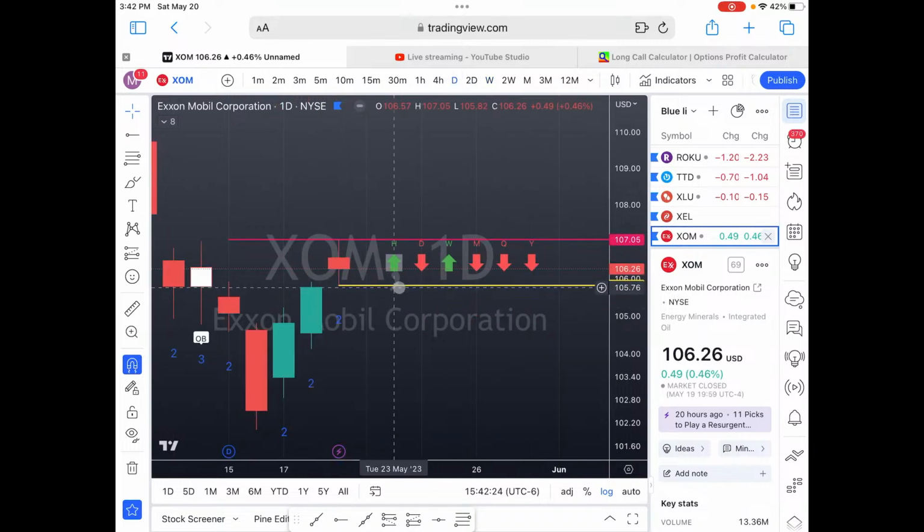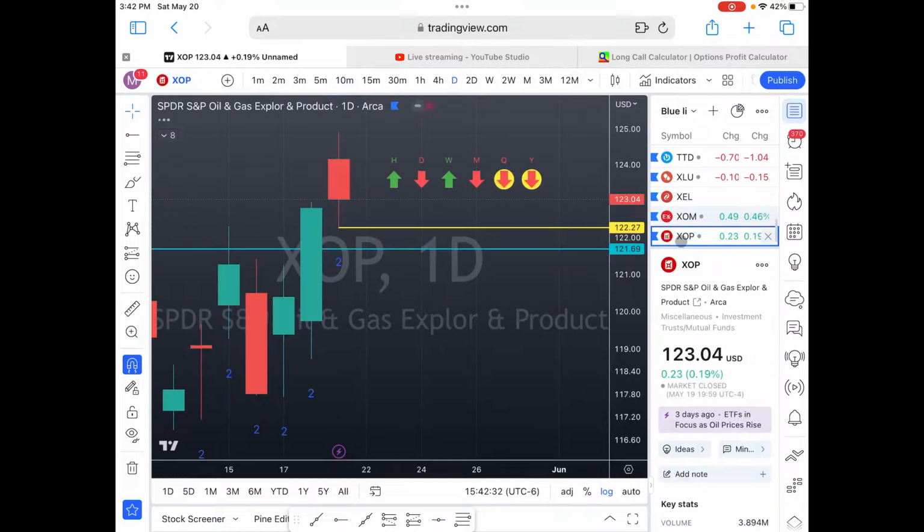Okay, so now again, we look for those puts on Exxon though for the day. Okay, we'll see if we reverse back to the downside on XOM. Okay, and XOP, same thing. 2-up red. We look for that reversal back to the downside. We look for puts at 122.27.